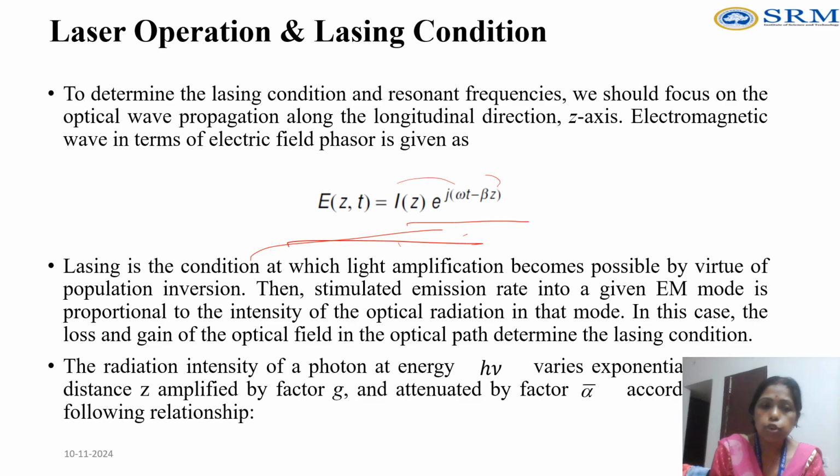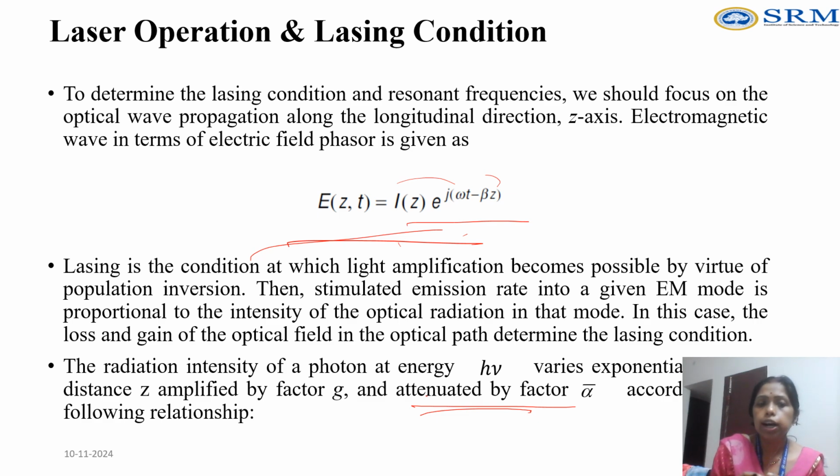Whatever photons are there, they exponentially grow over the distance by a factor of g, and are attenuated by a factor of alpha. So when a photon propagates through the active media, there will be some attenuation, and sometimes there will be amplification. The amplification factor should be more than the attenuation factor to get some gain. If attenuation is more and amplification is less, then there will be no gain. But if the attenuation is less and the amplification is more, then the resulting gain will be more.